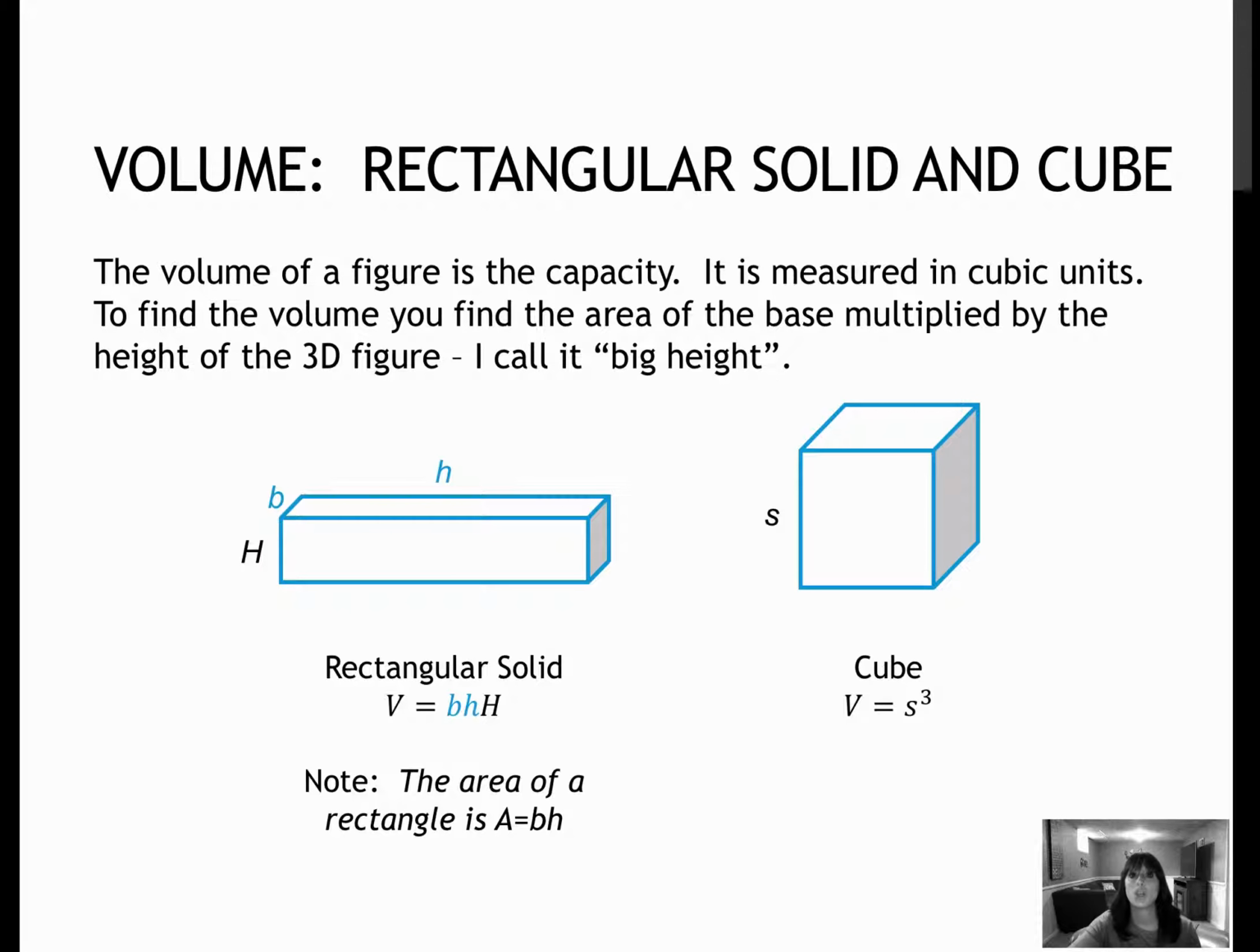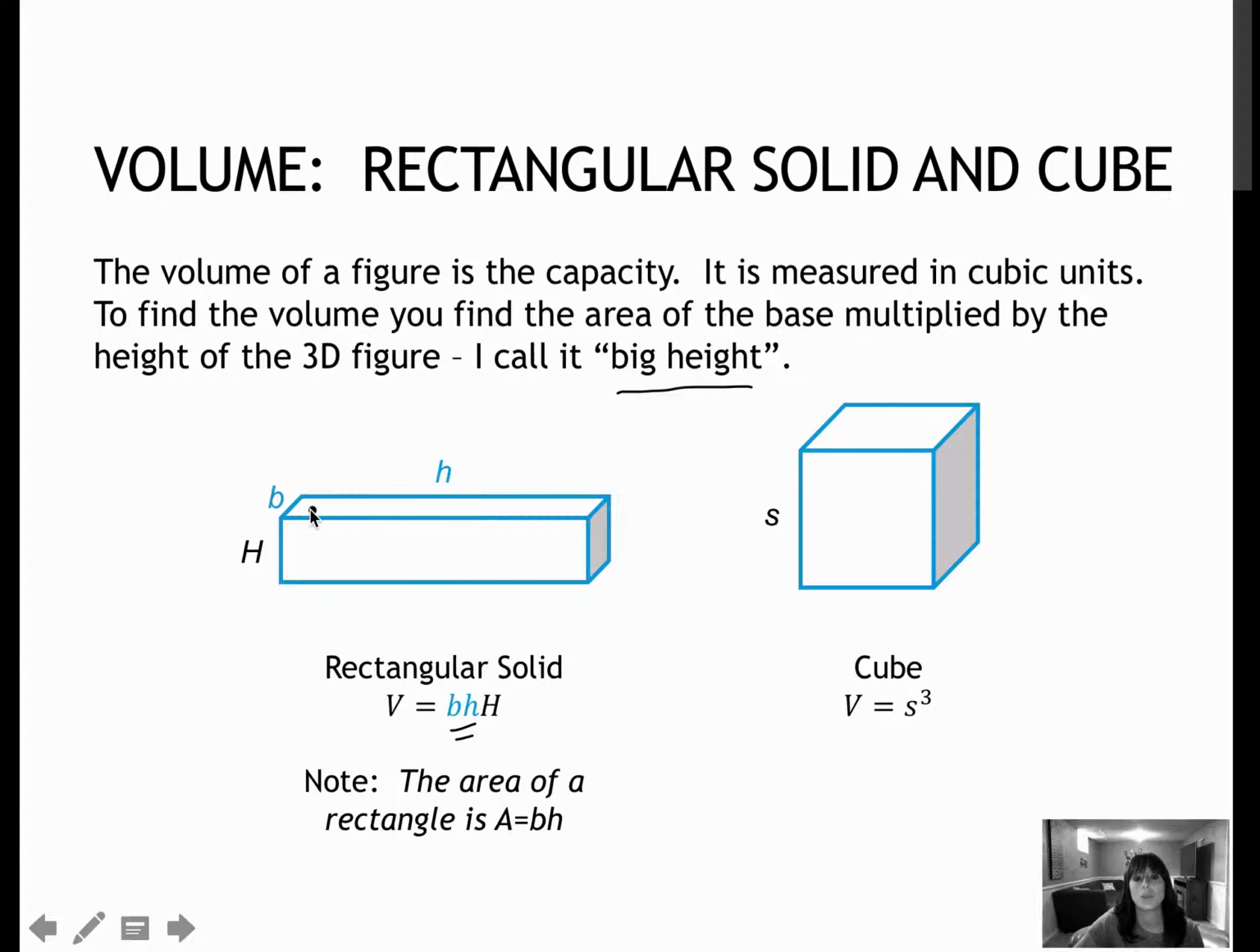And it's measured in cubic units, so that's a 3 instead of a 2 because it's three-dimensional, base times height times, I call it big height. So big height is what I call it because whenever we're finding the volume of a figure, we start by finding the area of the base. So in this case, this is a rectangle.